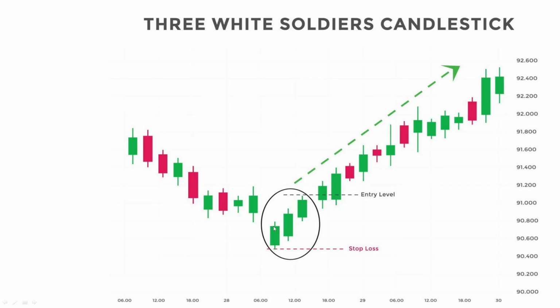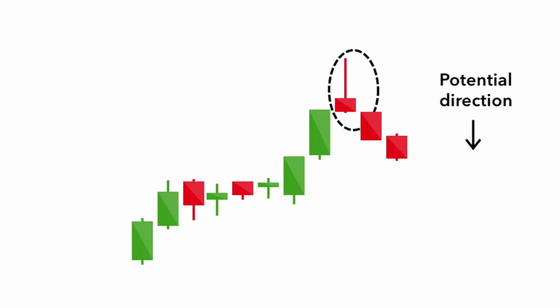3 white soldiers. The 3 white soldiers pattern occurs over 3 days. It consists of 3 consecutive long green candles with small wicks, and every next candle closes progressively higher than the previous day. 3 white soldiers is a very strong bullish signal that occurs after a downtrend and shows a steady advance of buying pressure.